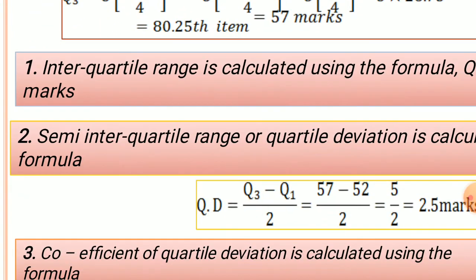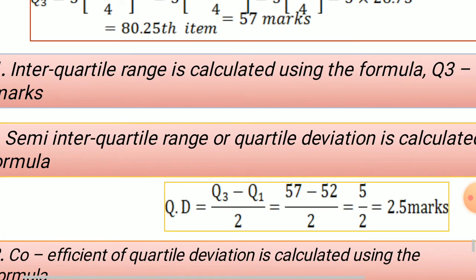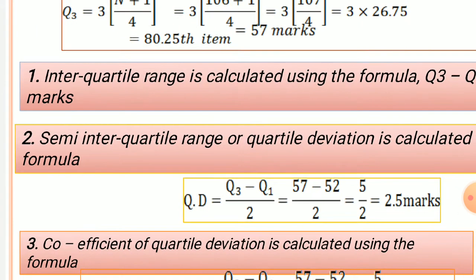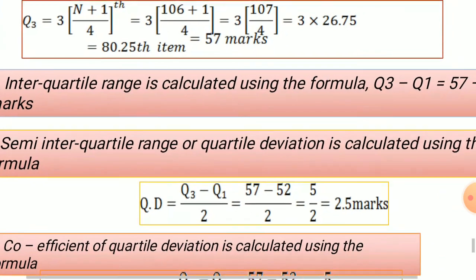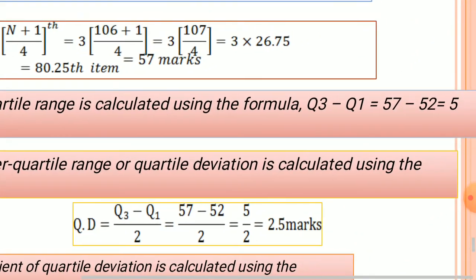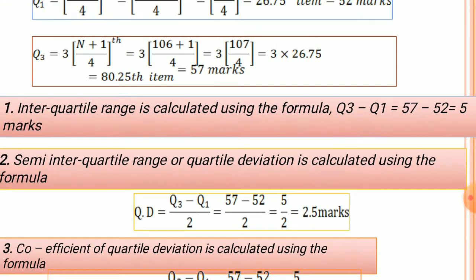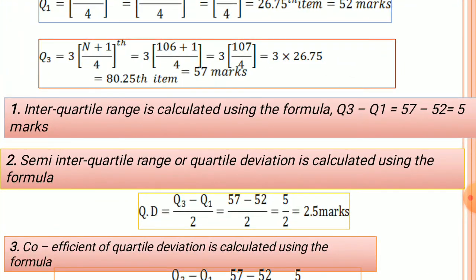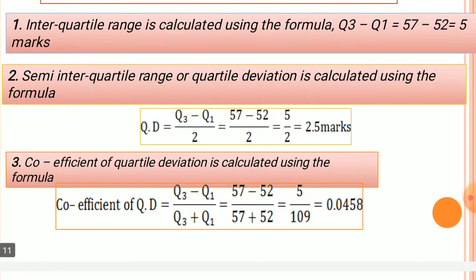Now interquartile range can be calculated using the formula q3 minus q1 is equal to 57 minus 52 is equal to 5. So therefore 5 is the value of interquartile range. Semi-interquartile range or quartile deviation can be calculated using the formula QD is equal to (q3 minus q1) by 2. 57 minus 52 by 2 is equal to 5 by 2 equals 2.5 marks.